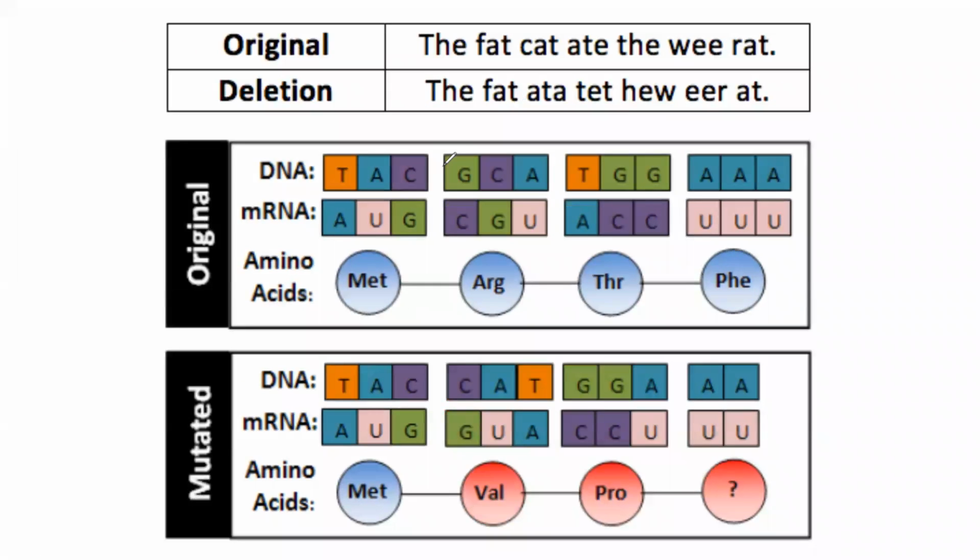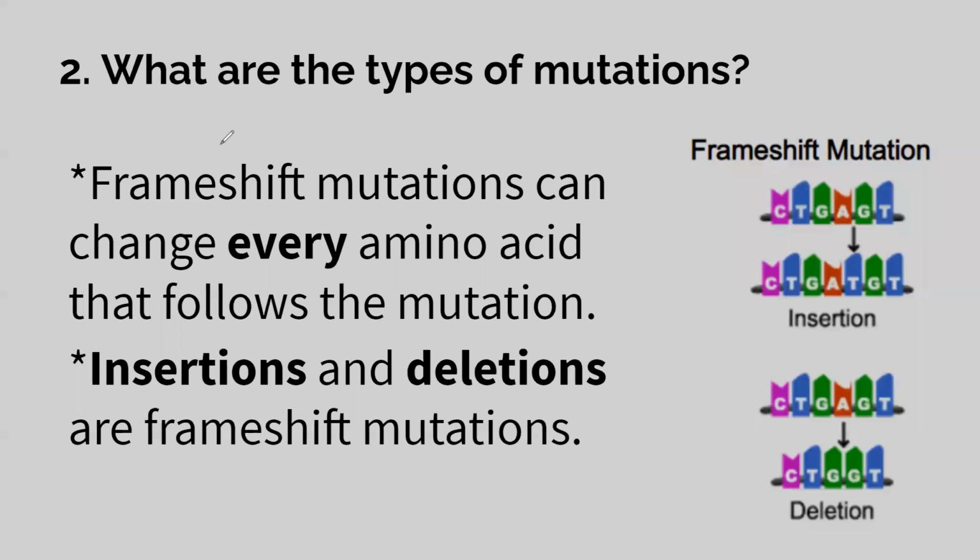Here's a deletion example. I'm not going to explain it again because I think you understand how deletion works at this point. You know what delete means. We're deleting a letter. But again, you still get the same effect down here in the gene. Now that we've deleted a letter, the entire thing is now different once again. So frame shift mutations change every single amino acid, and insertions and deletions are frame shift mutations.